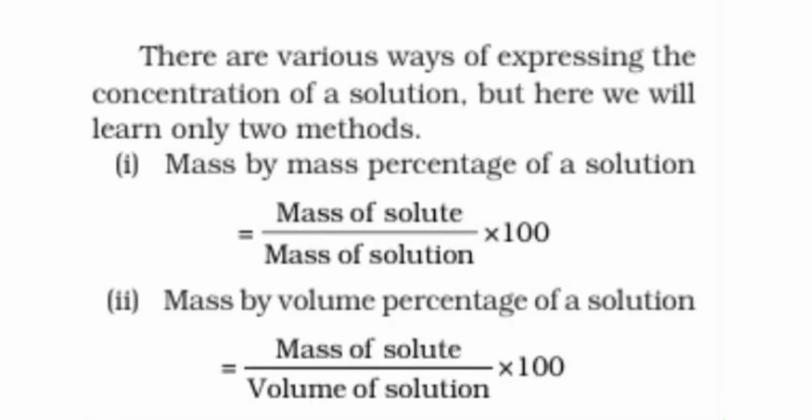This can be used if solute and solution are given in terms of mass. For example, 25 gram of solute and 500 gram of solution. Then you can use this formula to find the concentration of the solution. The formula is mass of solute upon mass of solution into 100. Second is mass by volume percentage of solution. Suppose the solute is 25 gram and the volume of solution is 1 liter. Then you can use this formula, that is mass of solute upon volume of solution into 100.